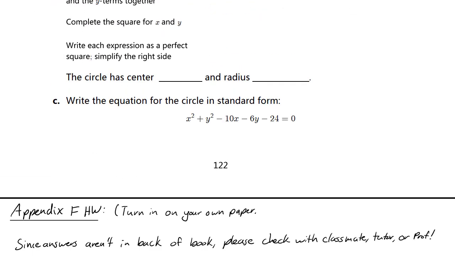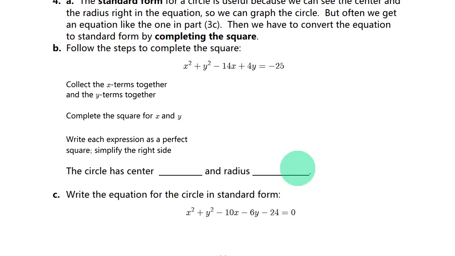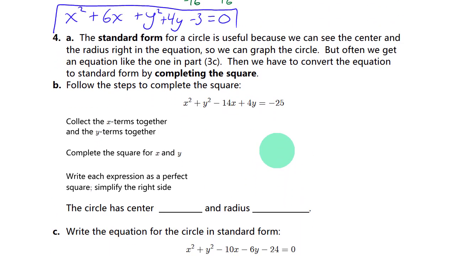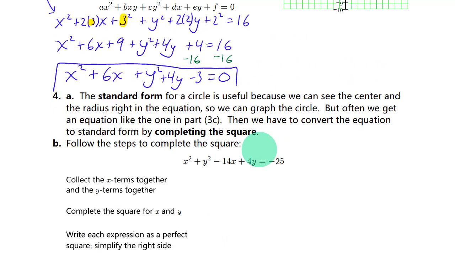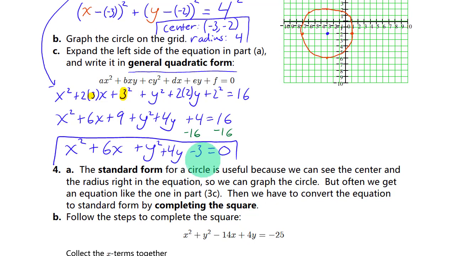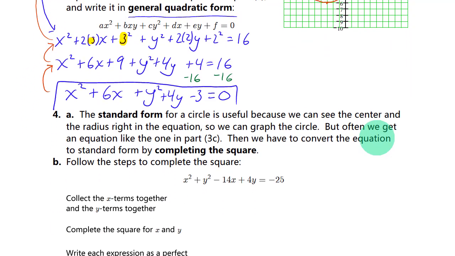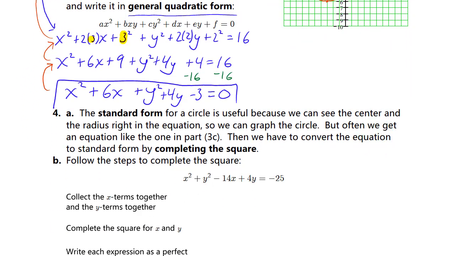Okay, so what we're going to do is go from something that is in this general quadratic form and try to complete the square. To sort of go backwards from something like this into this, to something that looks like this. So let's try to follow these steps here.